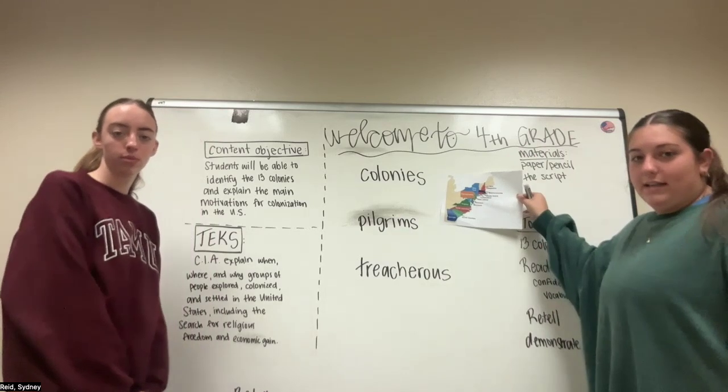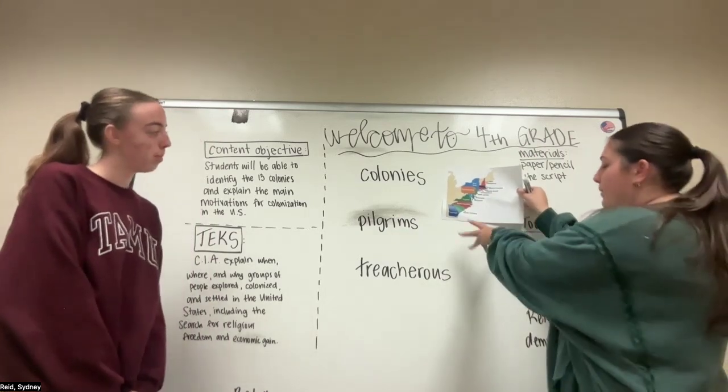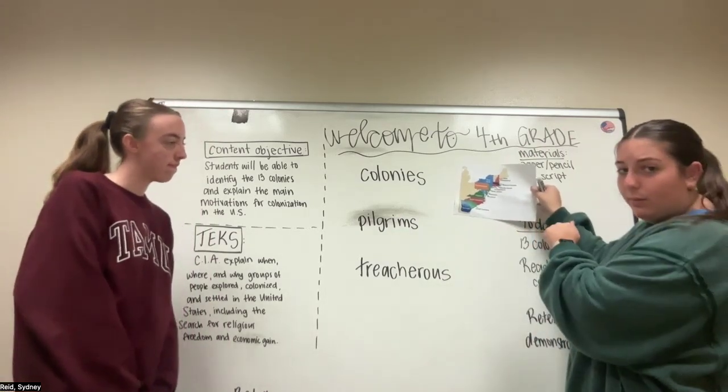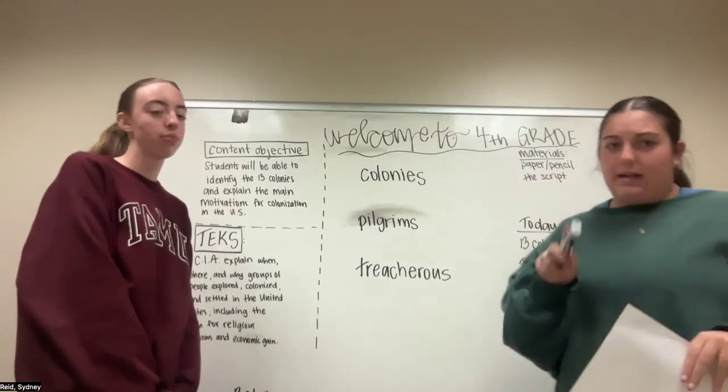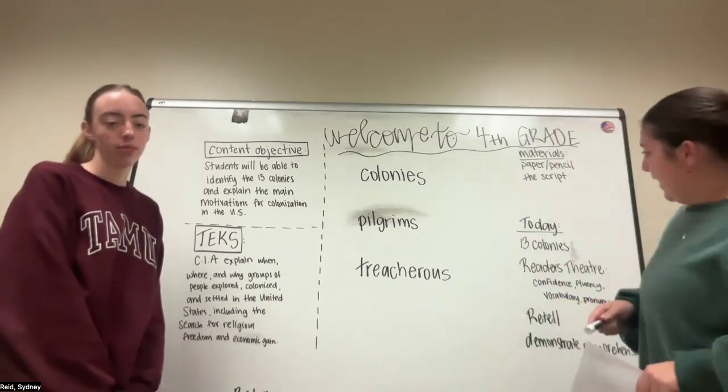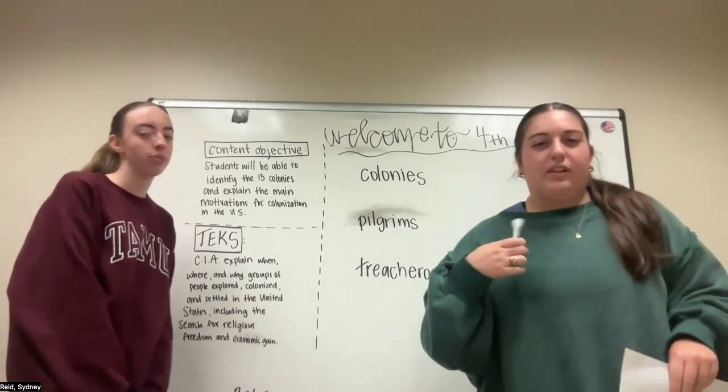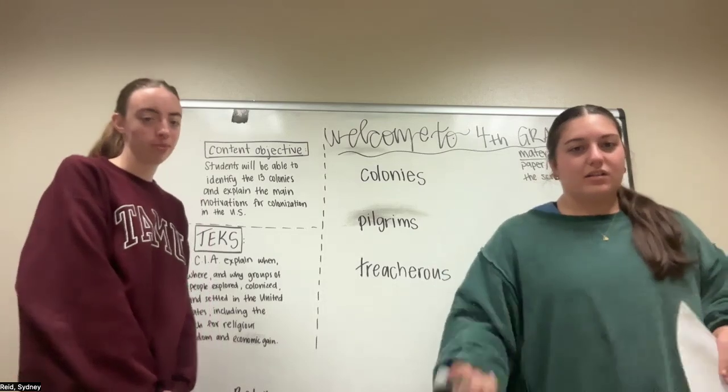Today we're going to be learning about the little 13 colonies like in this map right here. This little map was going to be down here, but I'll bring it back up in a second. We're going to be needing a paper and a pencil, so get out your notebooks and pencils. We're going to provide you with a little script that we're going to read through Reader's Theater.